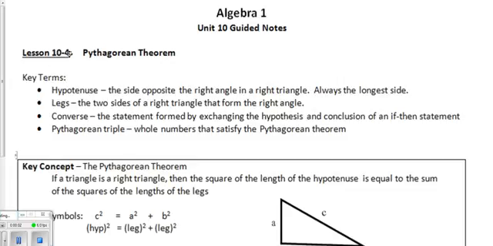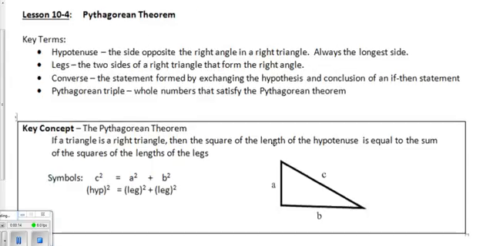All right, lesson 10.4 is all about the Pythagorean theorem, what it is, how it applies to our problems, and things that we can do working around it. So, some key terms. The Pythagorean theorem only applies to right triangles, so it's any triangle that has a 90-degree angle. And remember, we draw a 90-degree right angle with this little box.